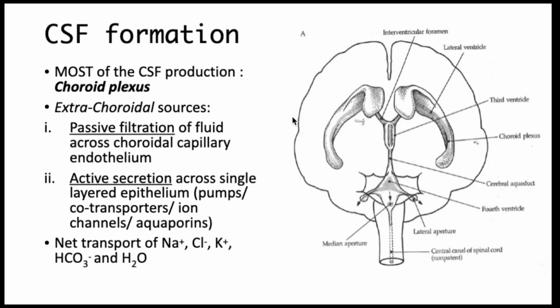So the CSF is predominantly, as we said, formed in the choroid plexus. It then circulates in the third ventricle and the lateral ventricles. It comes down the cerebral aqueduct and goes into the fourth ventricle.